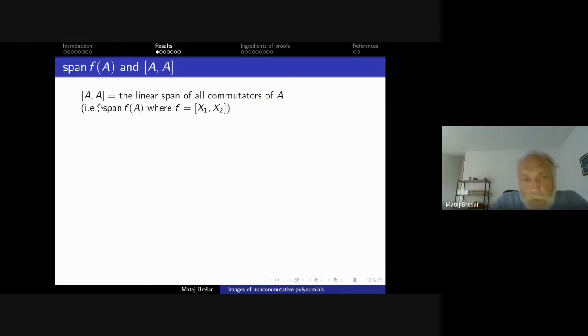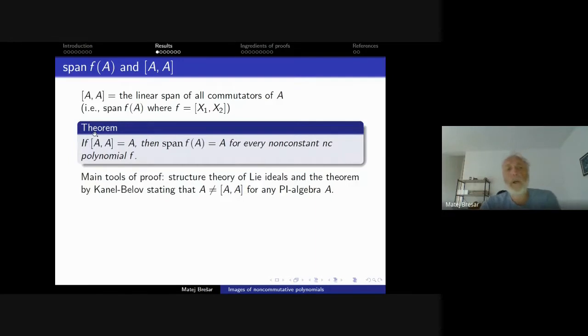So just first the notation. By [A, A], we denote the linear span of all commutators. And this first theorem, which I would like to present, states the following. If A is equal to [A, A], meaning that every element in A can be written as a sum of commutators, then the linear span of the image of any non-commutative polynomial is also equal to A.